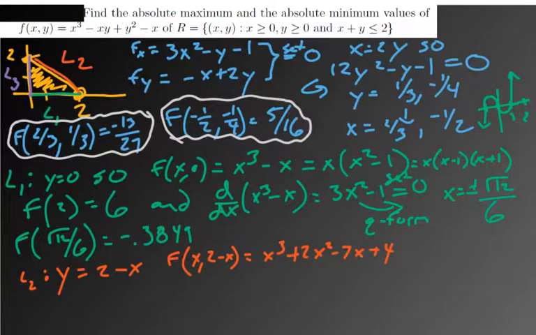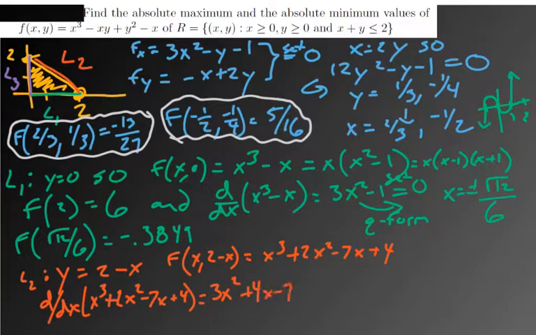All right. And so for this one, I would probably do the same kind of thing. If you take the derivative of x cubed plus 2x squared minus 7x plus 4, I would just do that to figure out any critical points. So you get 3x squared plus 4x minus 7.